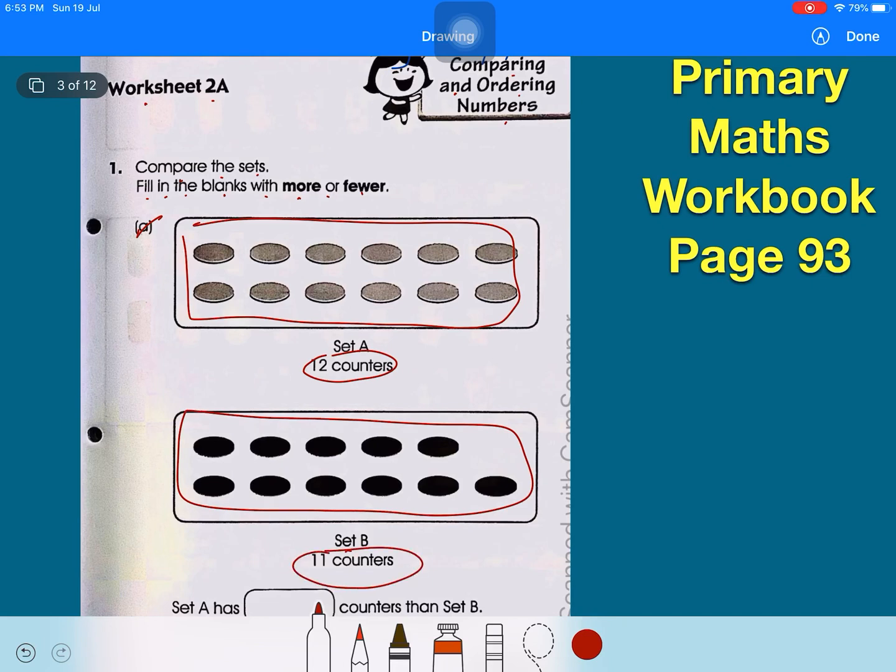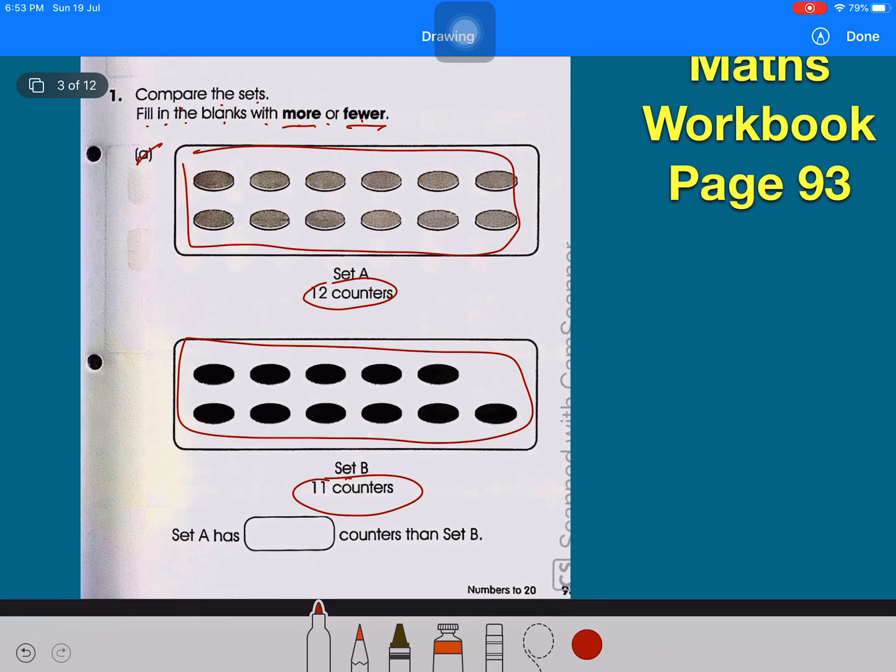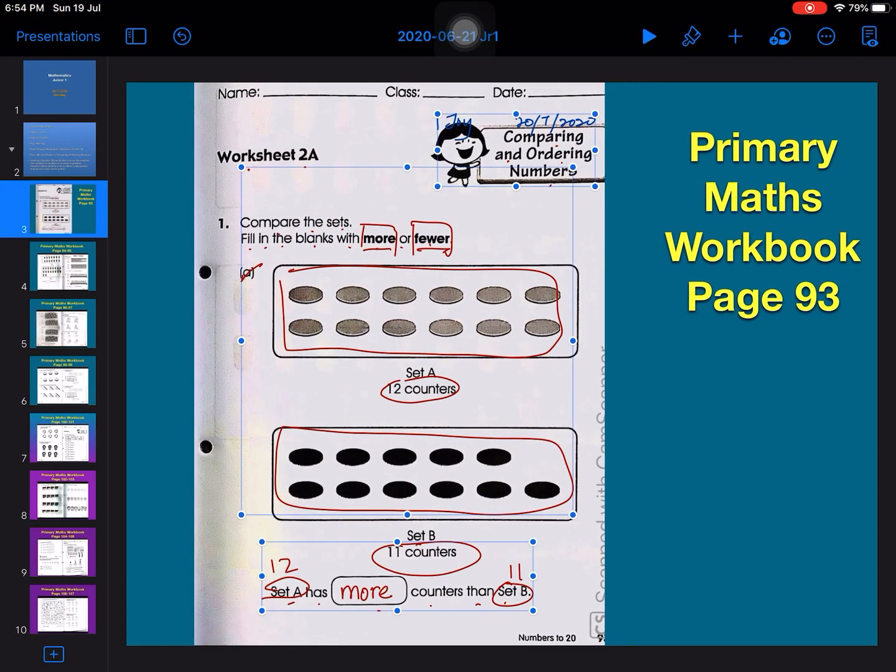So we are comparing more and fewer. Look at the question below. You need to write down either more or fewer in the box given. Set A has what counters than set B? That means we are comparing from set A to set B. Set A has 12 and set B has 11 counters. So 12 compared with 11, 12 has more. Set A has more counters than set B because 12 is more than 11. Okay, we move on to the next page.